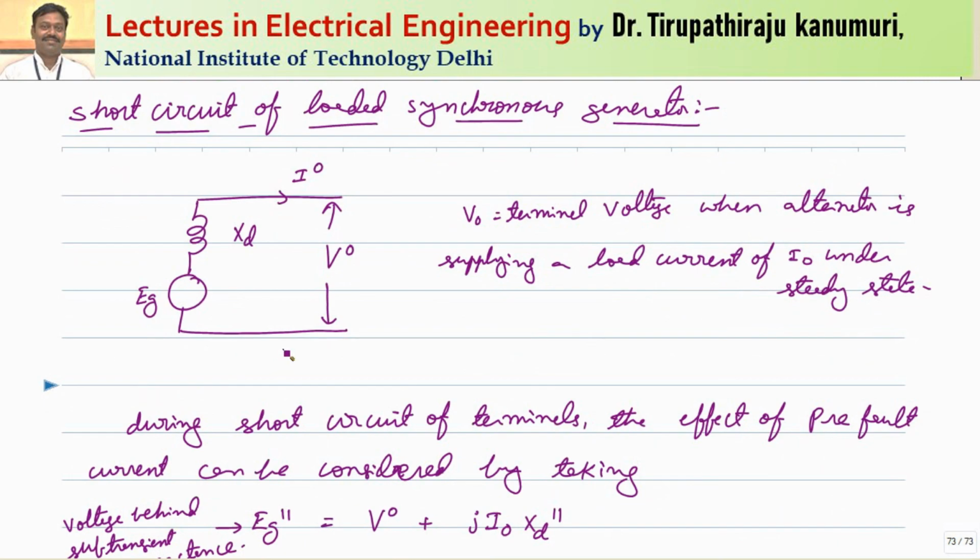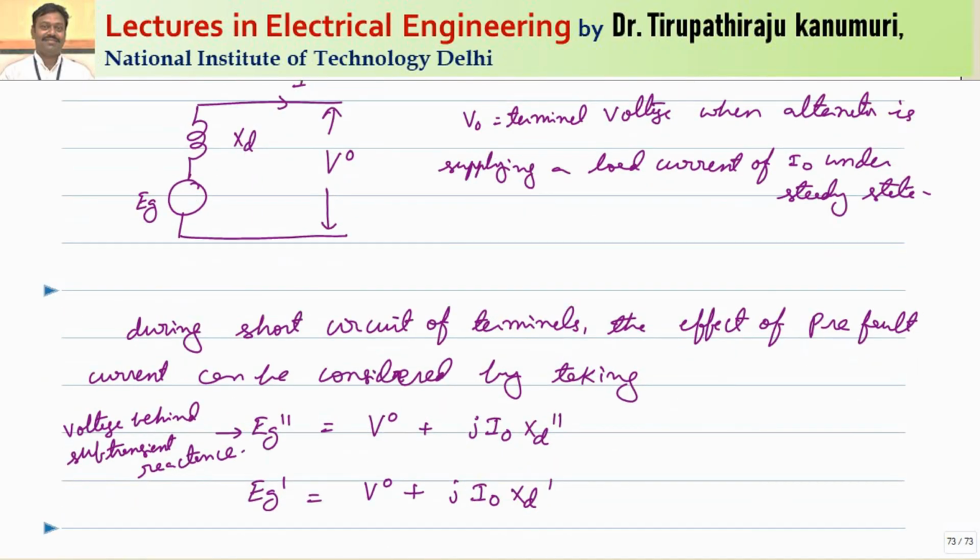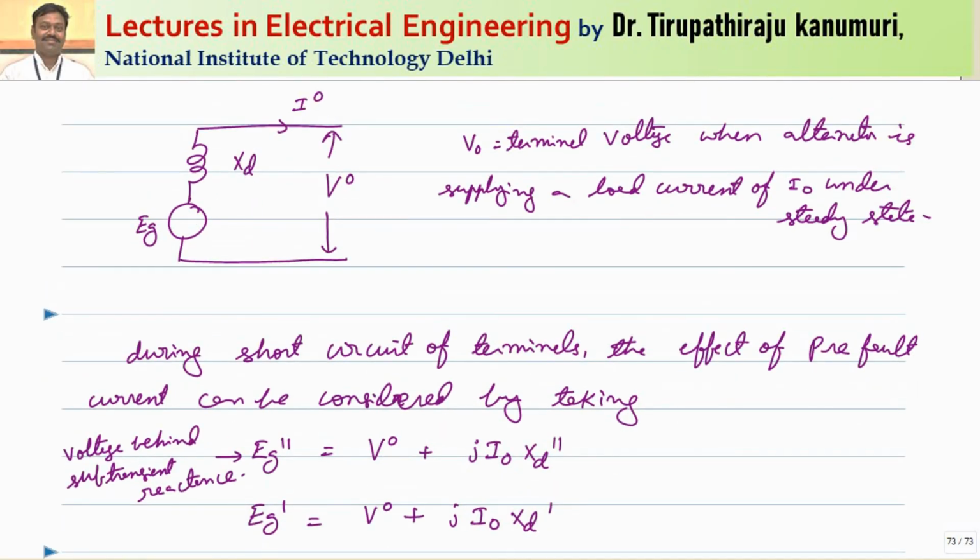So to analyze the loaded synchronous generator case, in order to account for the pre-fault current that is passing through your alternator, let us assume the alternator is supplying some load. The load current is equal to I_0 and the load voltage or terminal voltage is V_0 under steady state conditions. So under the steady state conditions, the value of E_g will be equal to V_0 plus I_0 multiplied by X_d. Agree with me? So now when the sudden short circuit happens, in order to account for this pre-fault current, we will not take the E_g value as constant. The E_g value will be taken by accounting for the initial values of I_0 and V_0. So how will it be accounted?